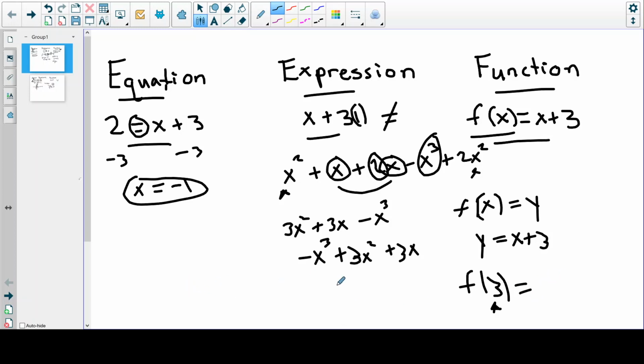So then it's going to be f of 3. F of 3 is going to equal 3 plus 3 because I substituted the x with the 3. So then that equals 6. That's what they're going to ask you to do most of the time with the function.